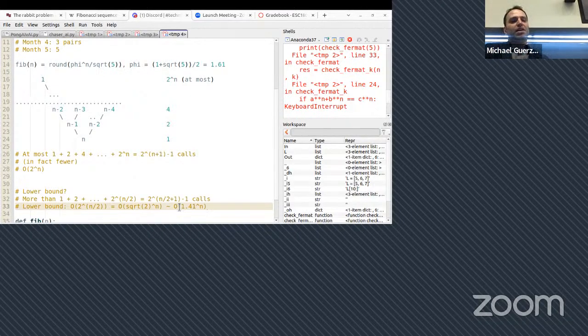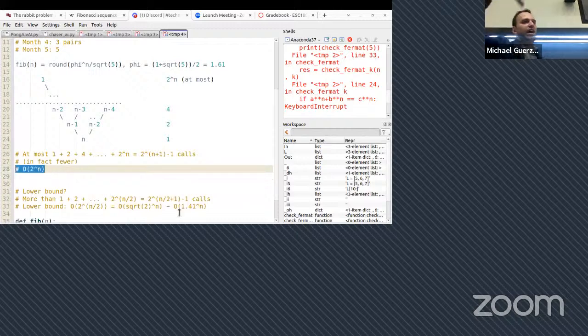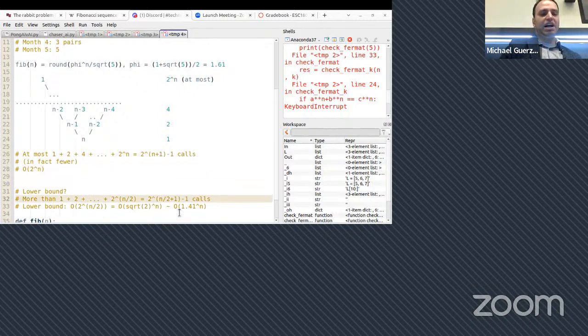All right. So we can say that this is an upper bound, but maybe more than what we need. There are fewer than 2 to the n calls. And then this is a lower bound.